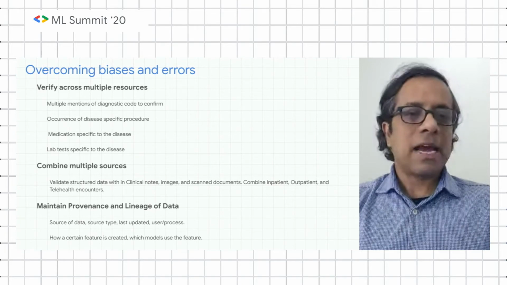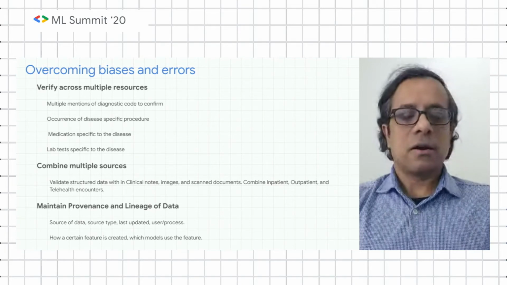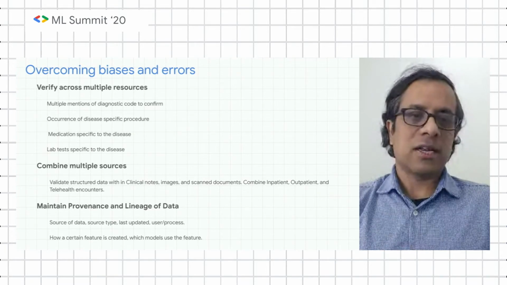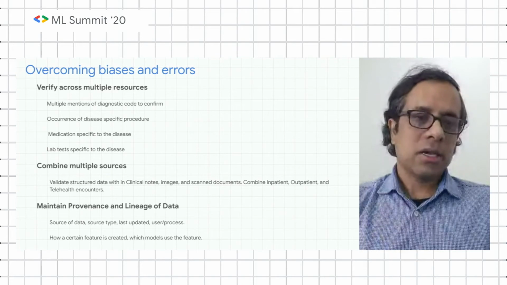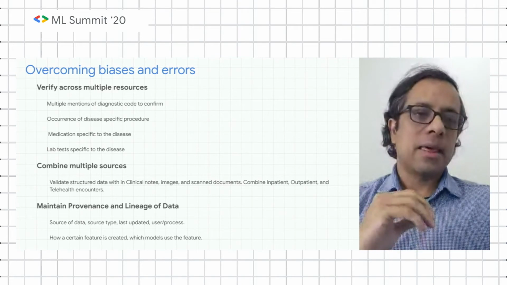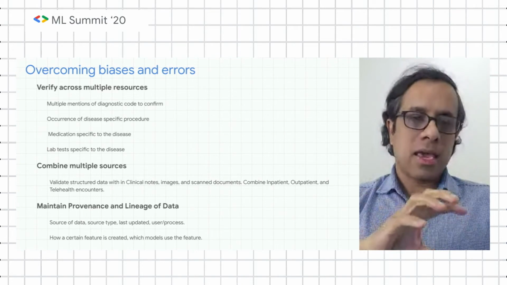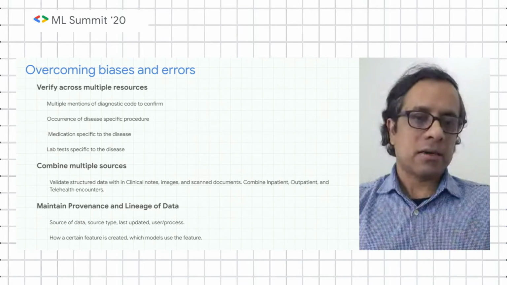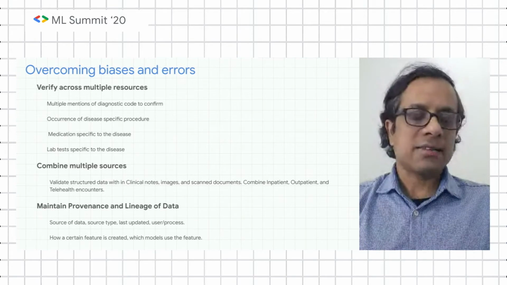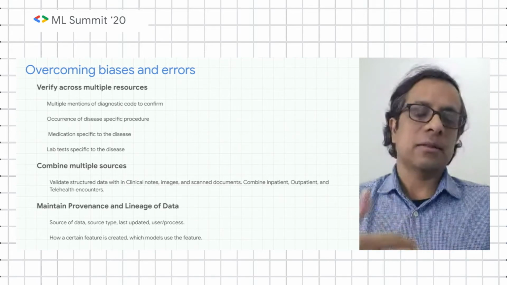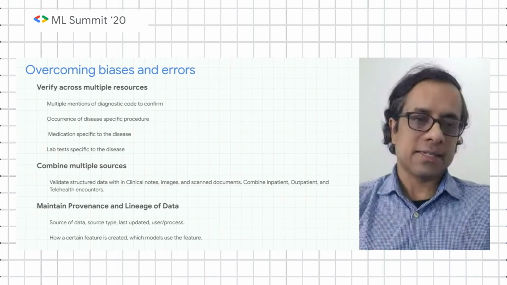Second is combine multiple sources. And this is where combining structured and unstructured data is important. It is not just for finding extra information. It is also validating that whatever is written in the electronic medical record is matching with what you can see in images and scanned documents. And that also helps you find things which are inconsistent.